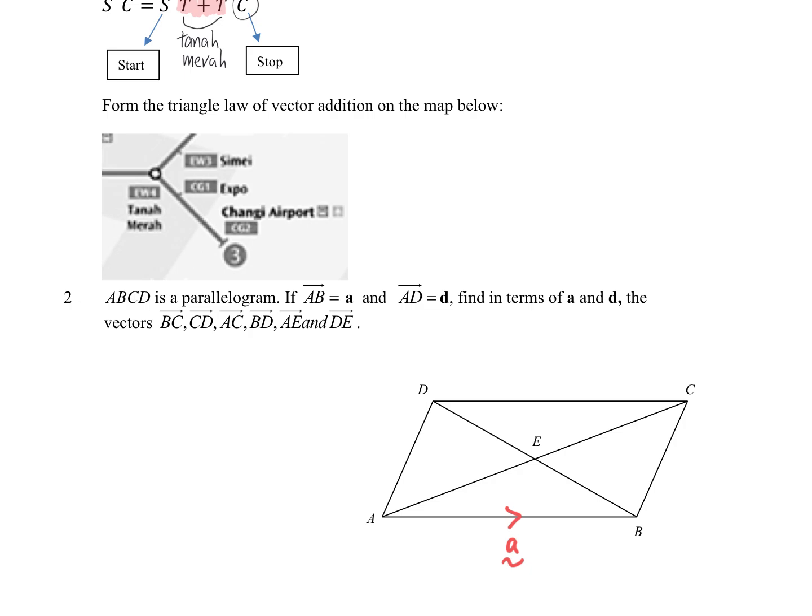Moving from A to B is given by the vector A, and moving from A to D is given by the vector D. So can you find what is BC? Ask yourself, if these two are parallel, same direction, then they have the same vector. So that means this is also D. So I can write down BC is also D.